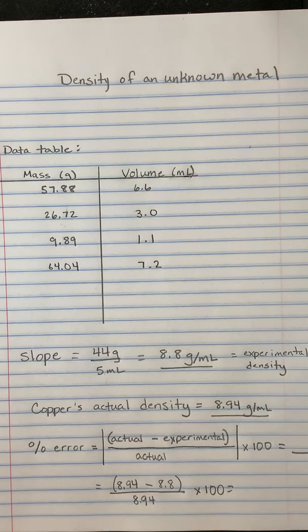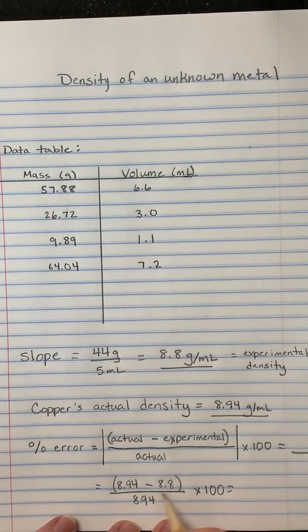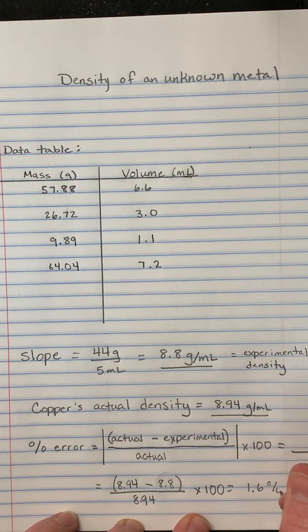Okay, so I'm going to type that in the calculator. 8.94 minus 8.8. I had to hit equals because remember order of operations with parentheses. You get 0.14. Divide that by 8.94 and then multiply by 100. And you come up with an answer of 1.56%. And we have what are known as two sig figs right here, two digits, measured numbers. So the 1.56% is going to round to 1.6%. Calculator told me 1.56, I'll round up to 1.6.